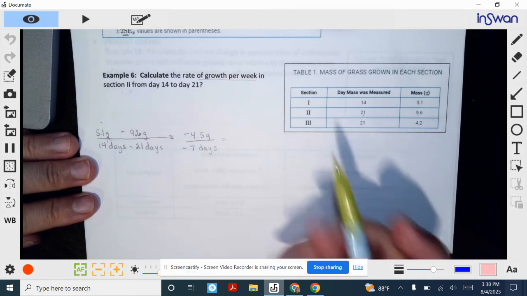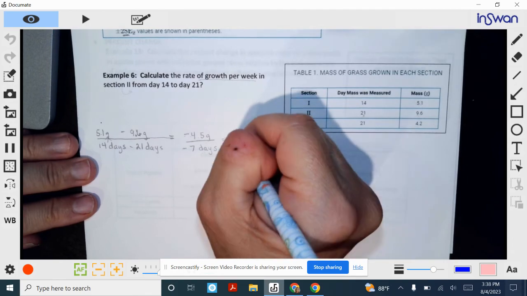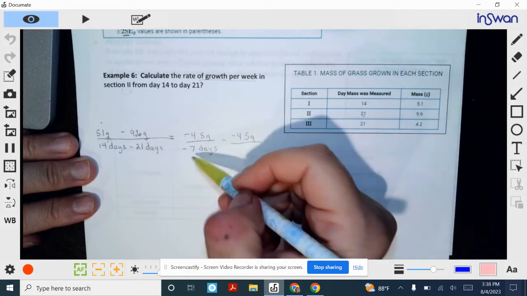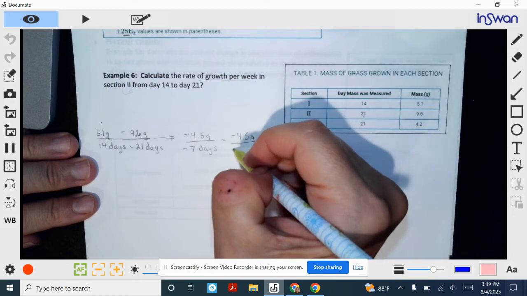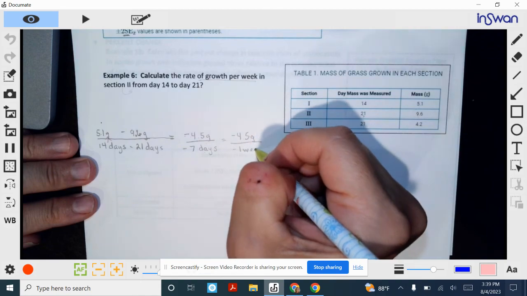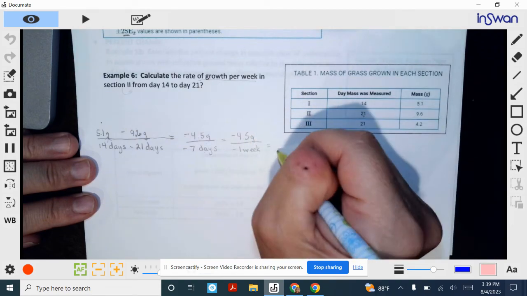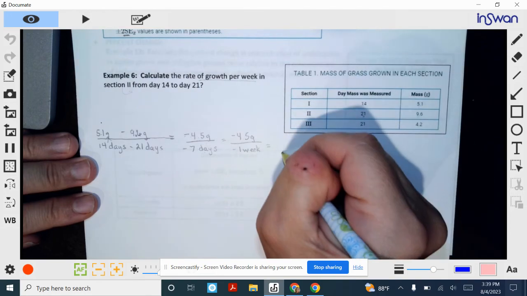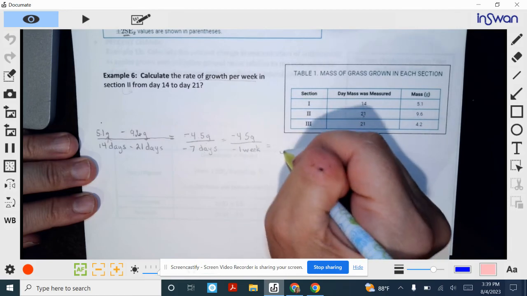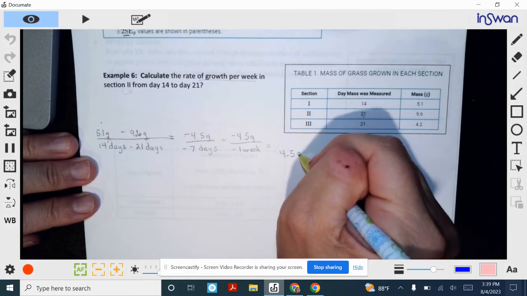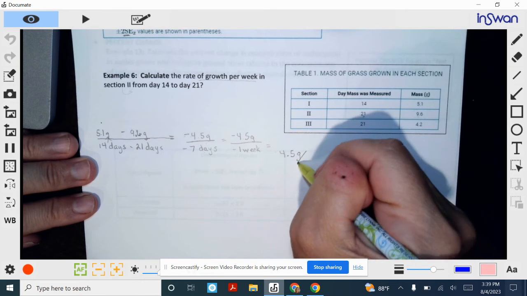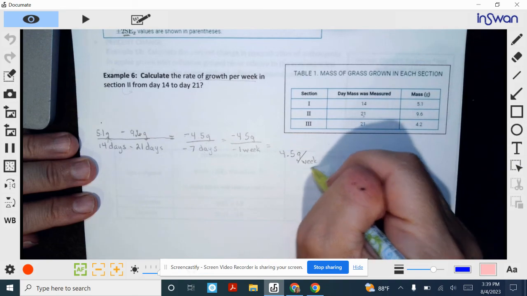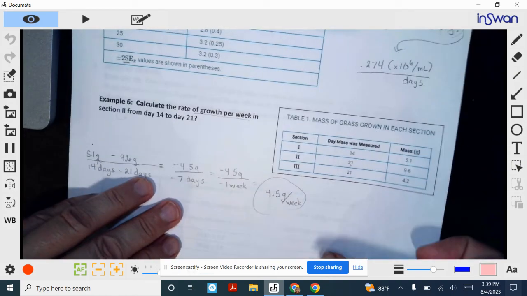So really what this is, we have negative 4.5 grams. 7 days is also equal to 1 week. And that's my answer. So when I simplify, we have an increase when we do a negative divided by negative. So it was 4.5 grams per, what's on the bottom, week. That's my answer. All right.